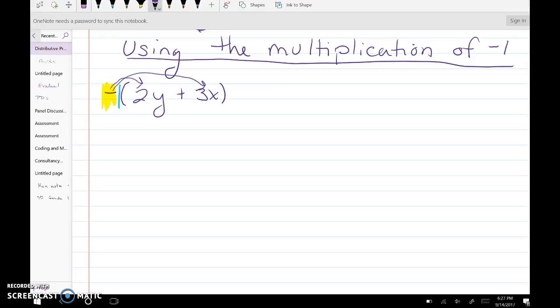So negative 1 times 2y equals negative 2y. And remember, we keep the sign in front of the term, so it's really a positive 3x. So we're going to have negative 1 times positive 3x, which is negative 3x. And that is our answer. Let's try another one.